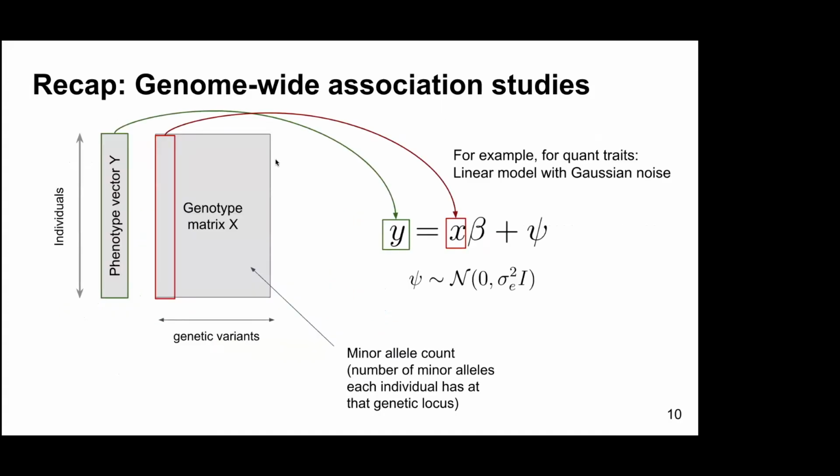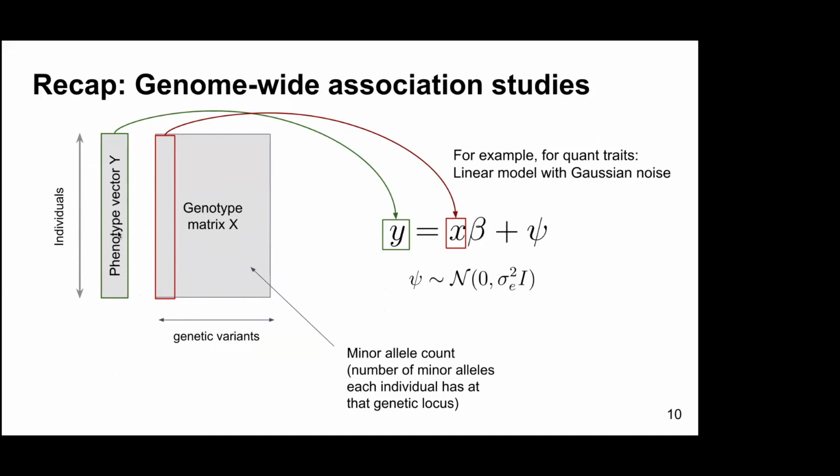And just to tell you a bit about the data, we have a set of individuals. This can range anywhere from the thousands to the hundreds of thousands. And for these individuals, we have a phenotype of interest, and we also have genetic information across millions of genetic variants.